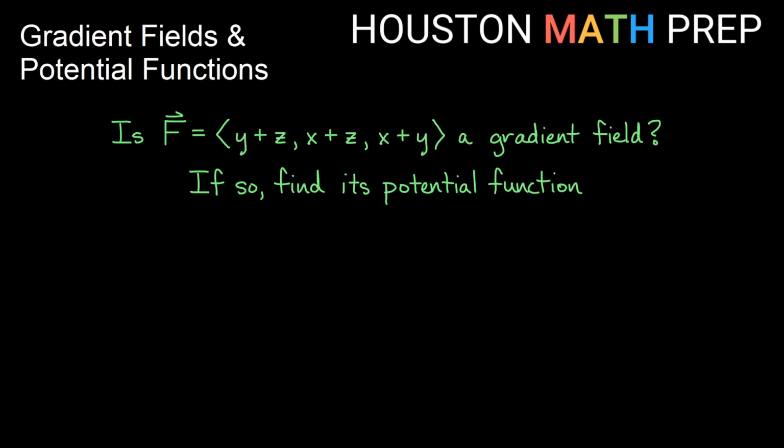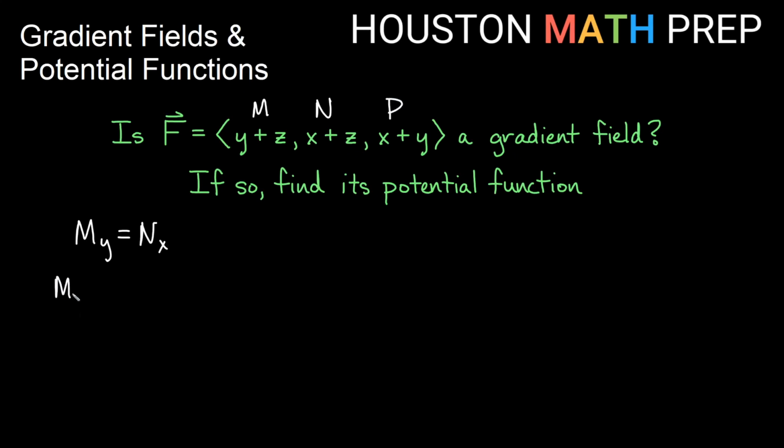Let's look at another example here. F is y plus z, comma, x plus z, comma, x plus y. We want to figure out if that is a gradient field. If so, we'll find its potential function. Let's start with checking our M_y equals N_x and see if that's true. So here's M, and here's N, and here's P.